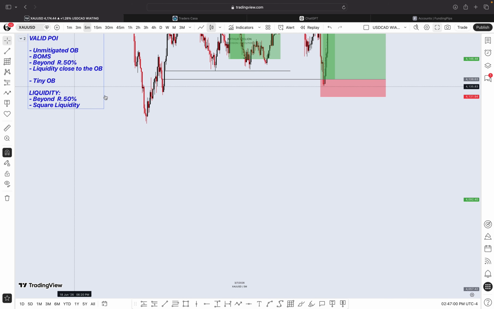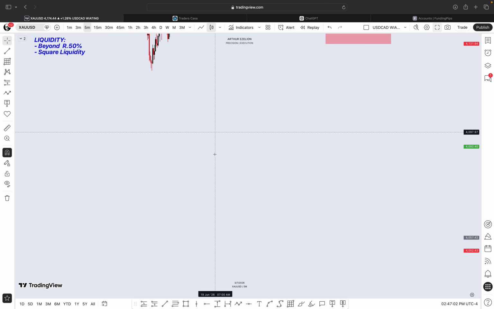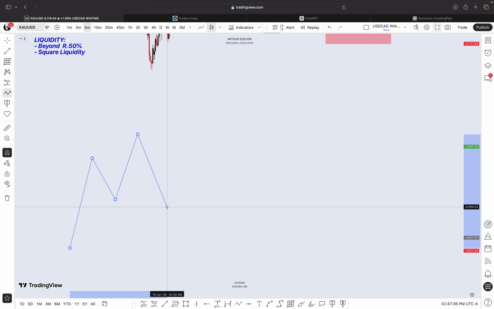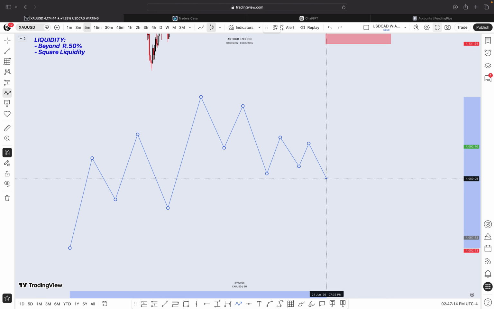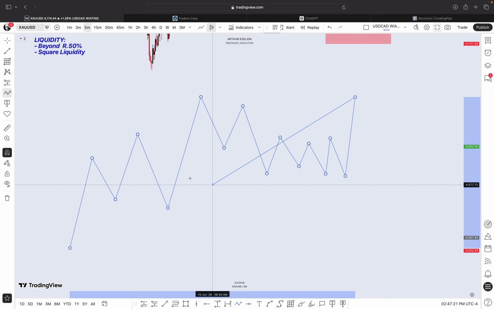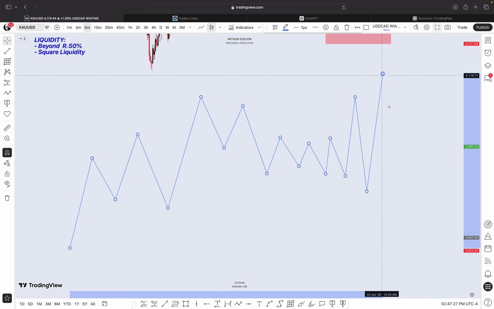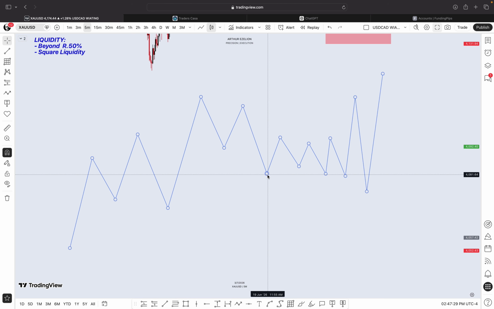Now let me show you guys what I mean by this square liquidity, just for clarification. Let's say price is bullish, something like this. Price breaks structure, we might have something like this. This whole thing becomes a pile of liquidity, right? And price can tend to mitigate this order block to continue to the upside. It is better than this single swing.